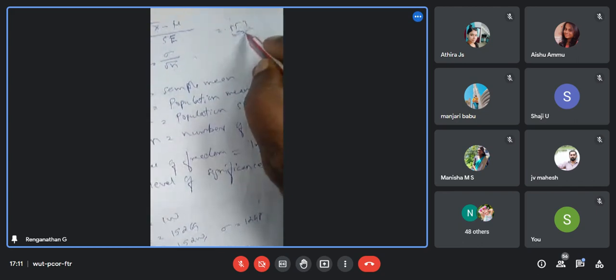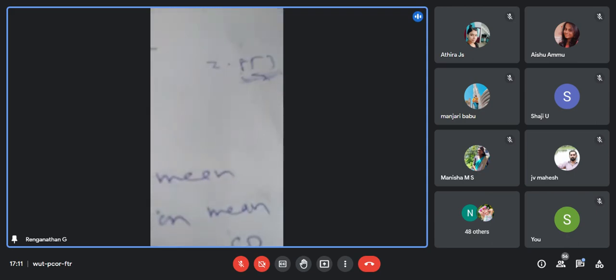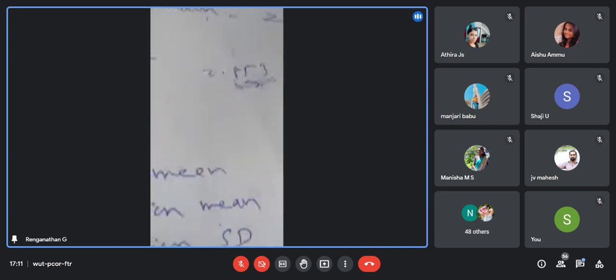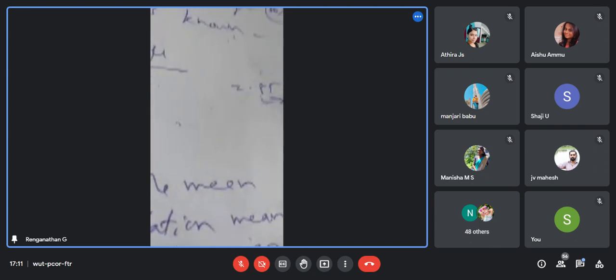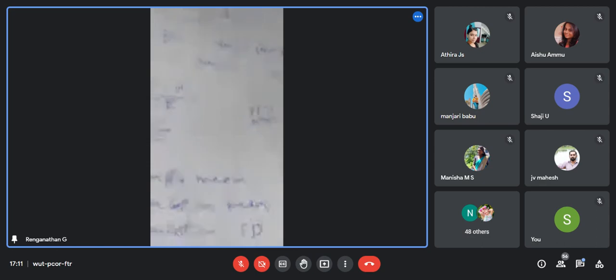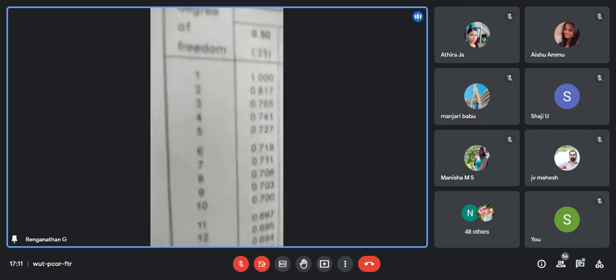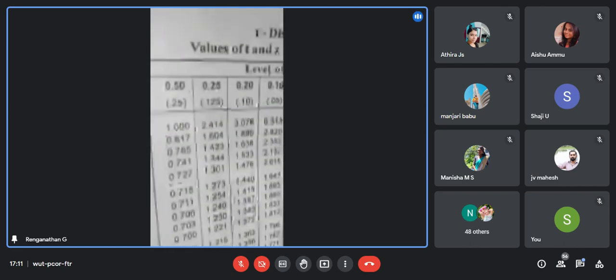Now we are going to apply this value into the table. Applying this value into the table consists of 2 criteria. What are they? One is degree of freedom, another is level of significance. On the left hand side, there is a column called degree of freedom. And on the right hand side, there is a row.